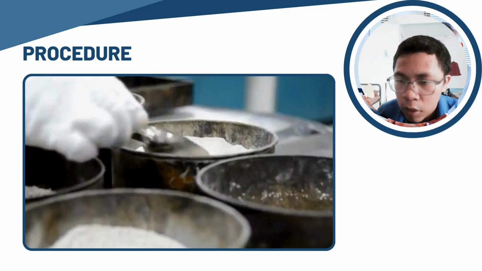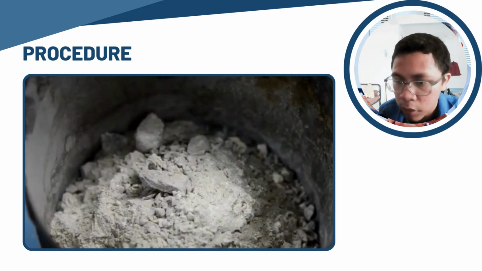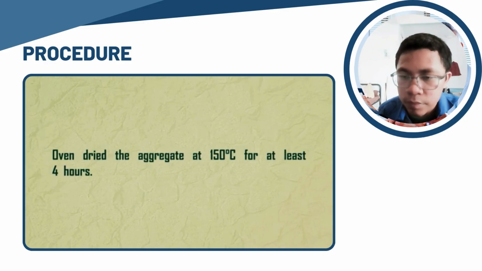About 1,200 grams of blended aggregate sand and filler is prepared in a container to produce a Marshall specimen. Oven dry the aggregate at 150 degrees Celsius for at least 4 hours.